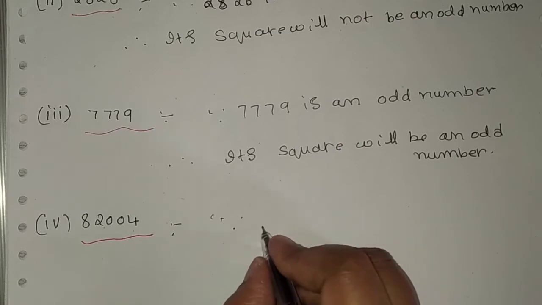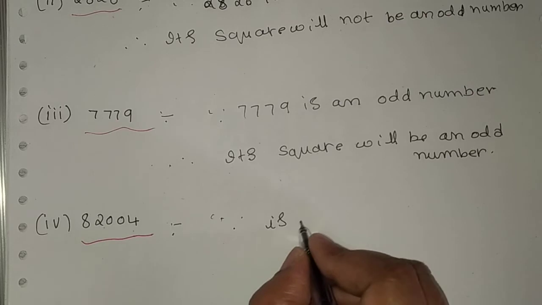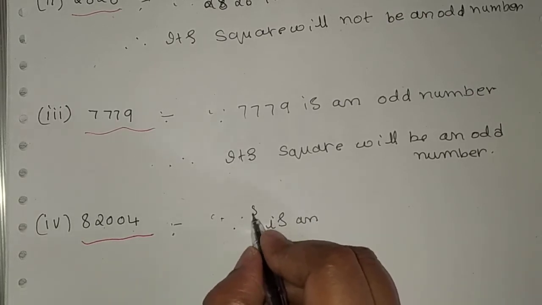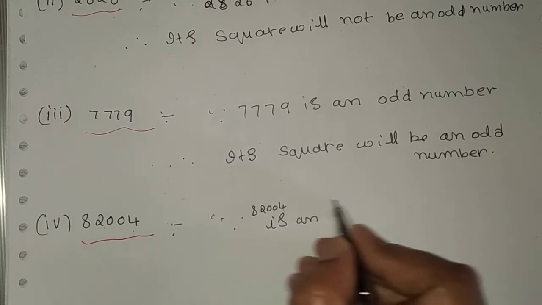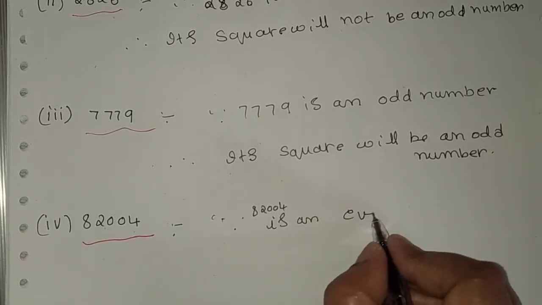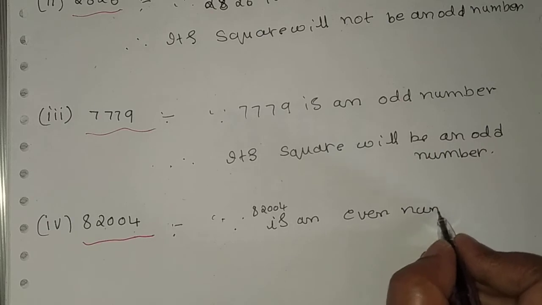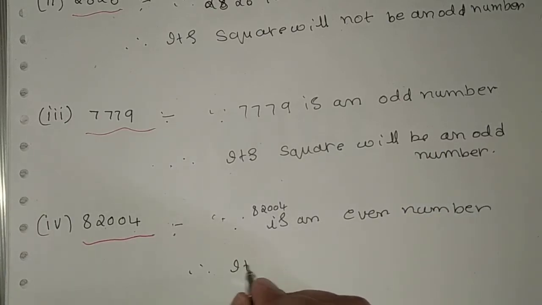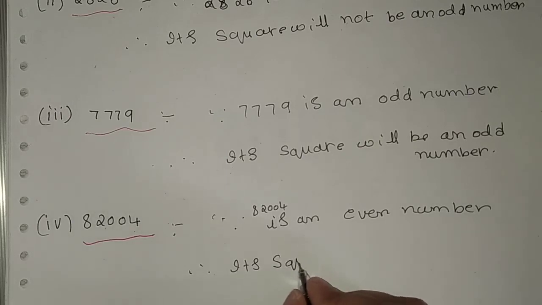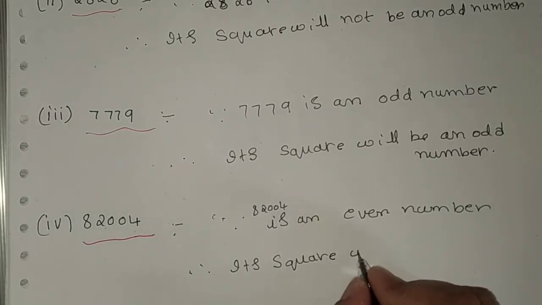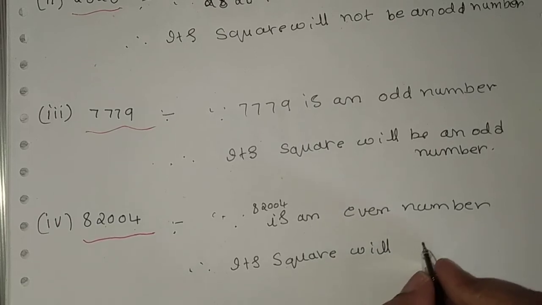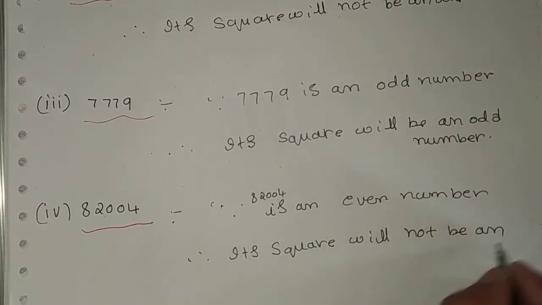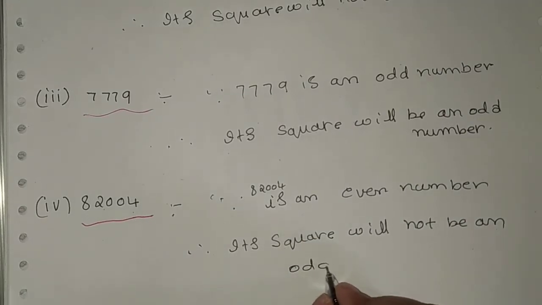The square of it will be an even number only, because this number, write down, 82004, is an even number. So therefore its square will not be an odd number.